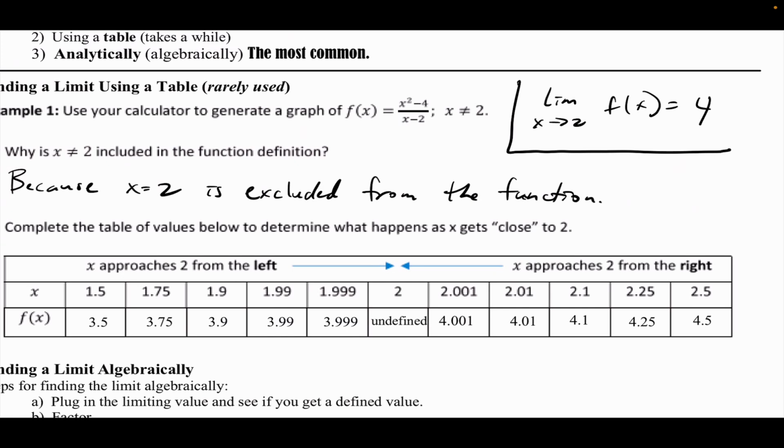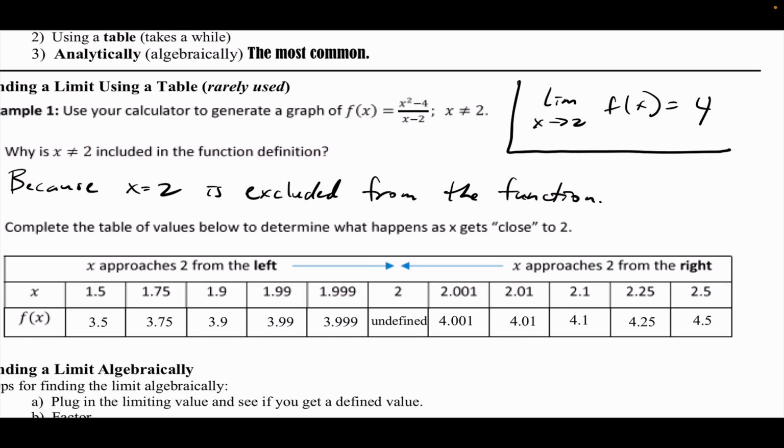That's how you read a table. Anytime they give you a table, they'll fill it out for you. It's pretty simple as long as you know what to look for, right? As long as you know what to look for.